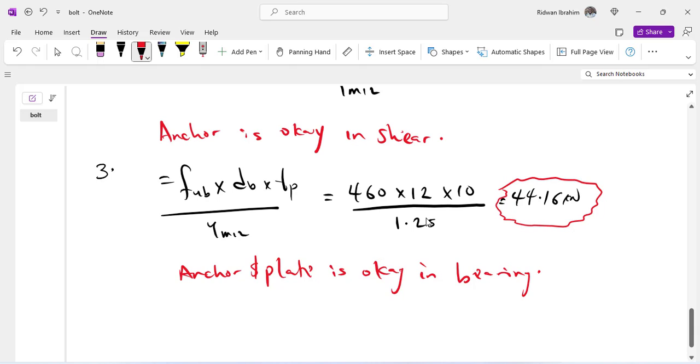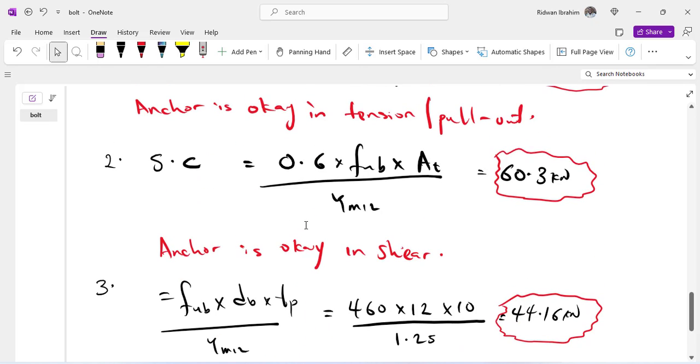Okay, so these three major forces have been calculated. We have done the major part of the calculation, which is the capacity. We've confirmed that the shear capacity is okay, the tensile capacity is okay, and the bearing capacity is okay. So that is the first part of the design.